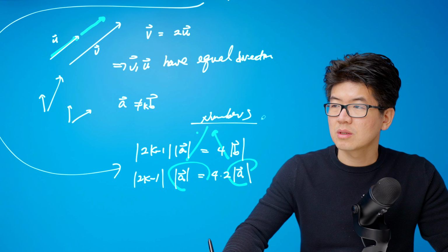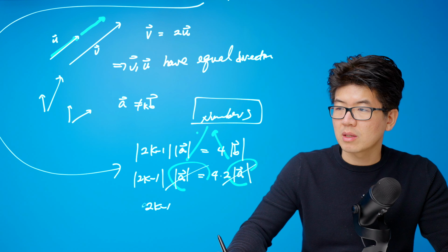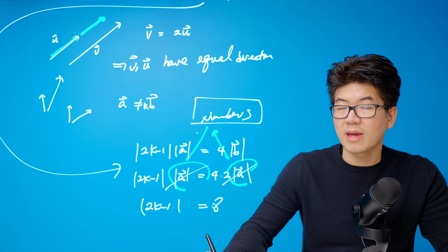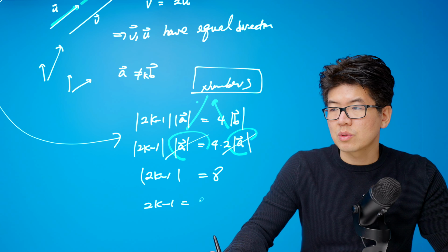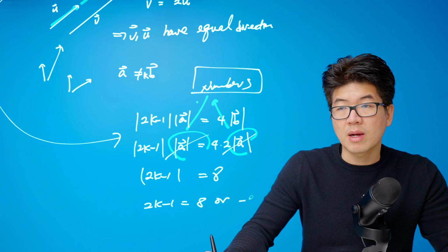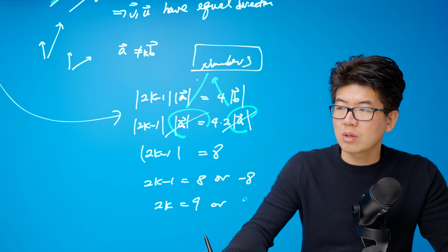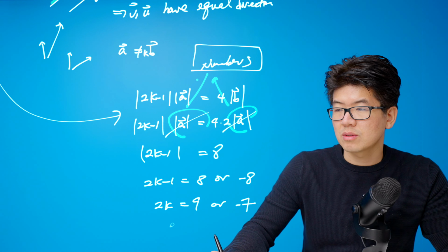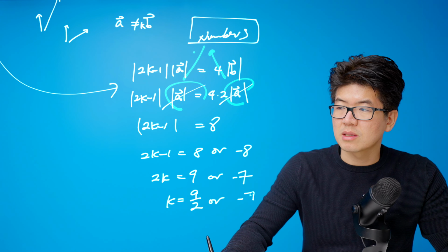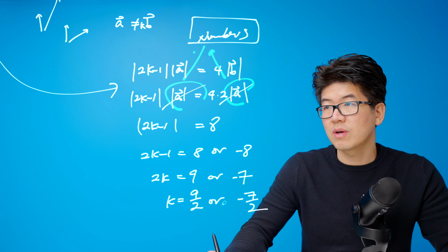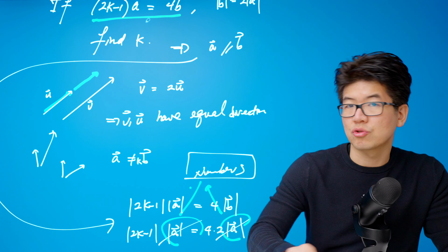So these are numbers, not vectors. We can divide both sides by the magnitude of a to get the absolute value of 2k minus 1 is equal to 4 times 2, which is 8. That means 2k minus 1 will equal either 8 or minus 8. So 2k is equal to 9 or minus 7, so k is equal to 9 over 2 or minus 7 over 2. For these two values, this statement will be true.